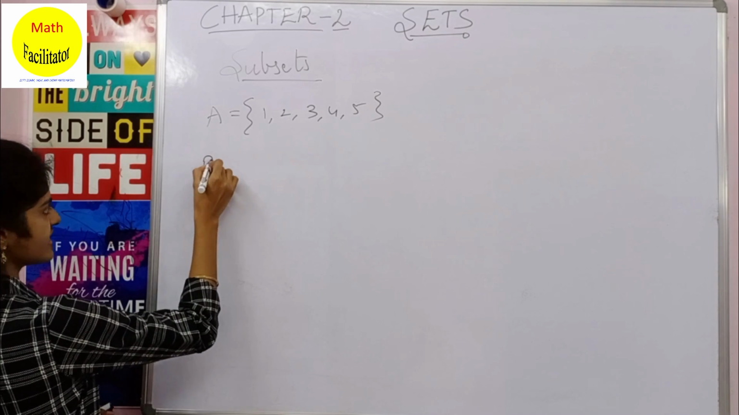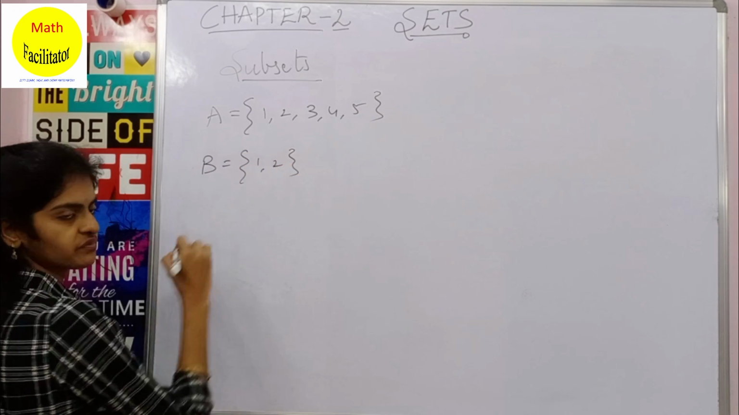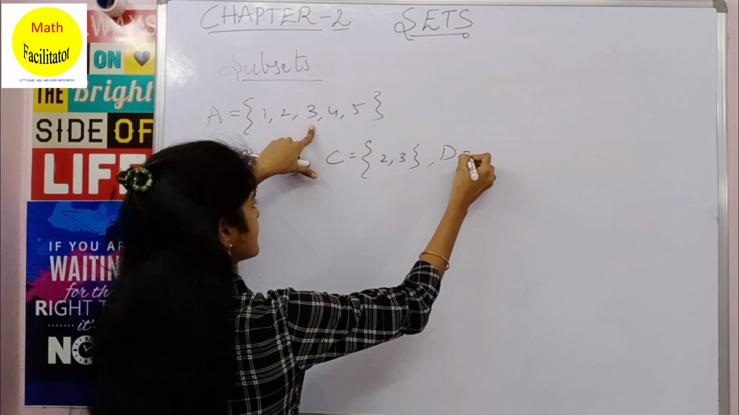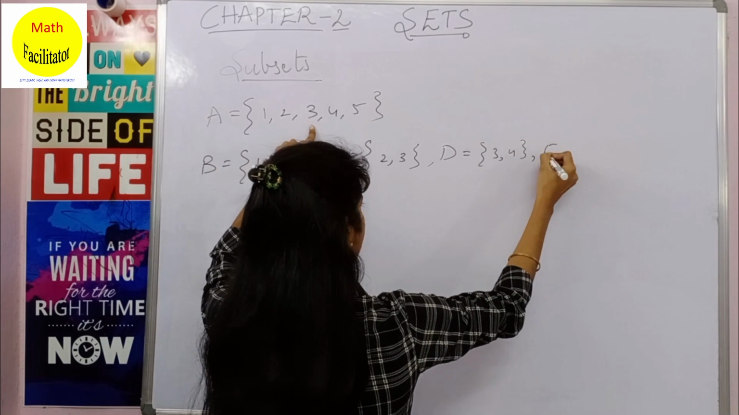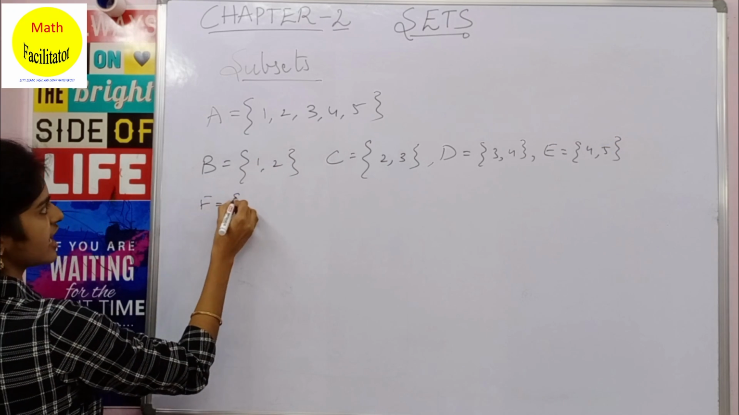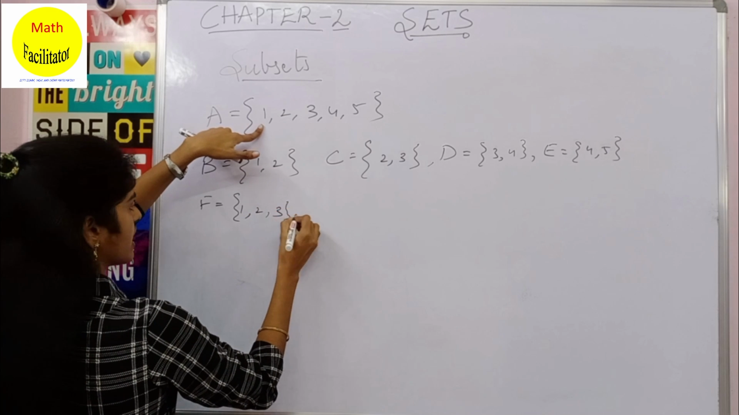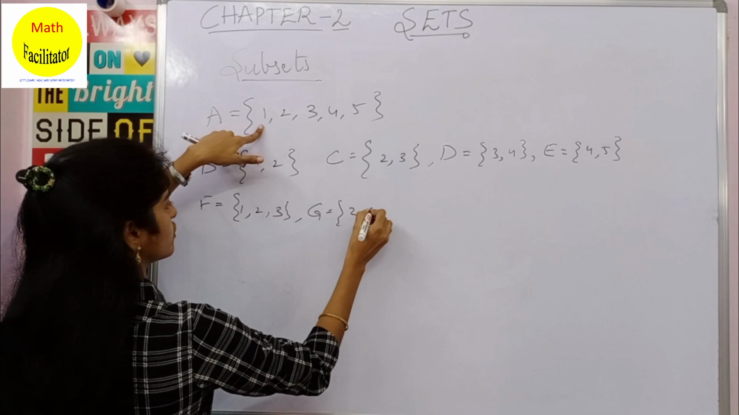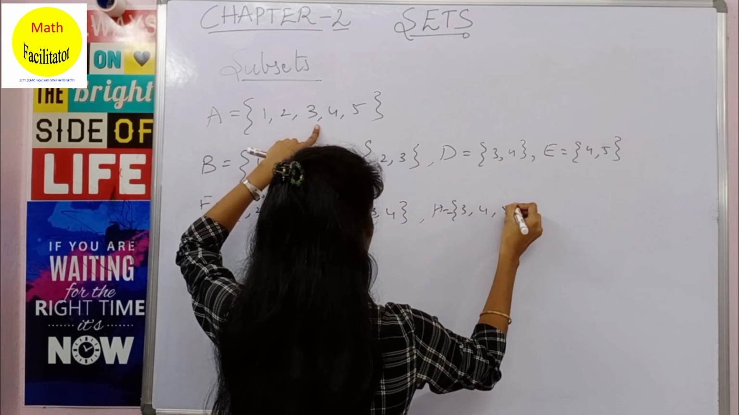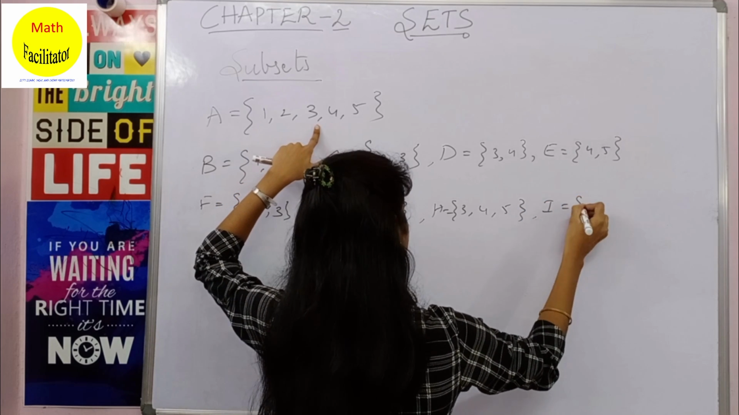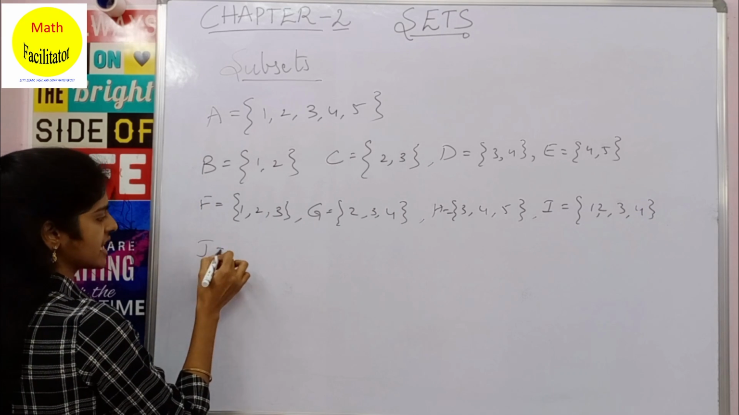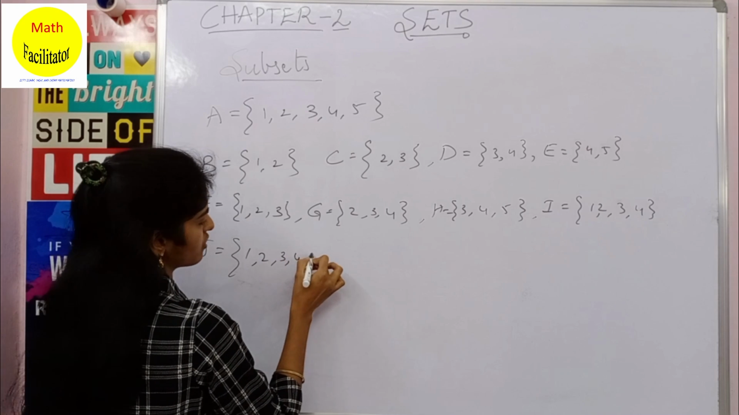Okay, now if B is a set which contains elements 1 and 2, C is a set which contains elements 2 and 3. D contains elements 3 and 4. E contains elements 4 and 5. F contains elements 1, 2, 3. G contains elements 2, 3, 4. H contains elements 3, 4, 5. Clear? And I contains elements 1, 2, 3, 4 and so on. So in this way, J contains elements 1, 2, 3, 4, 5.